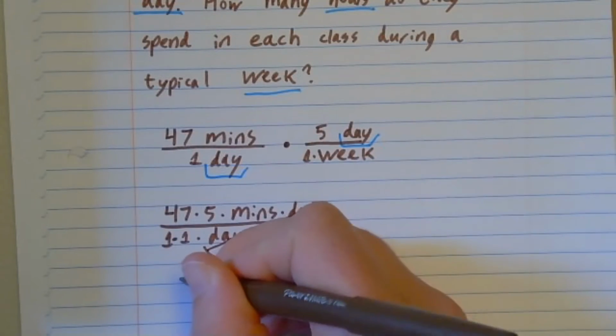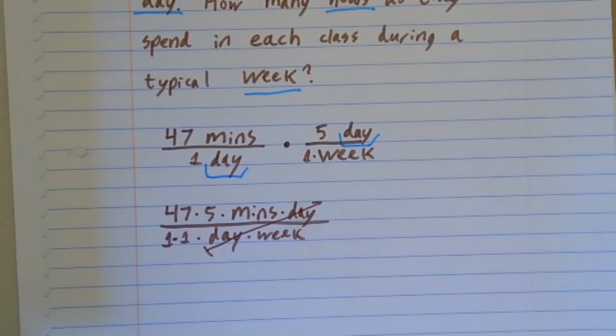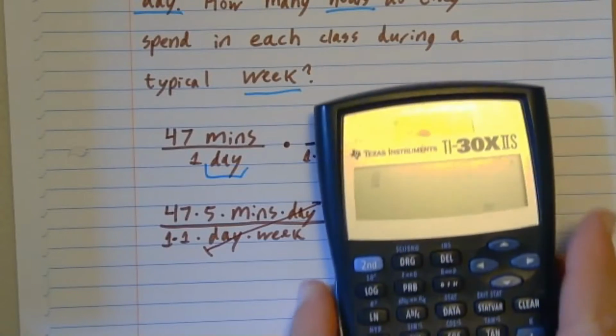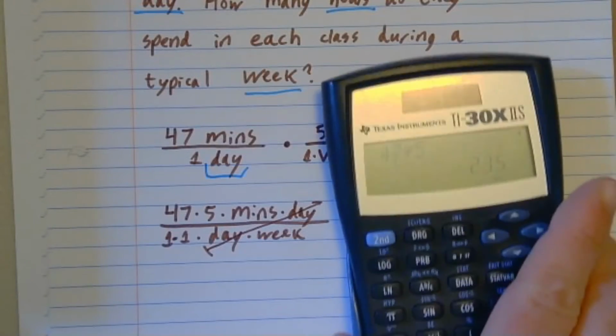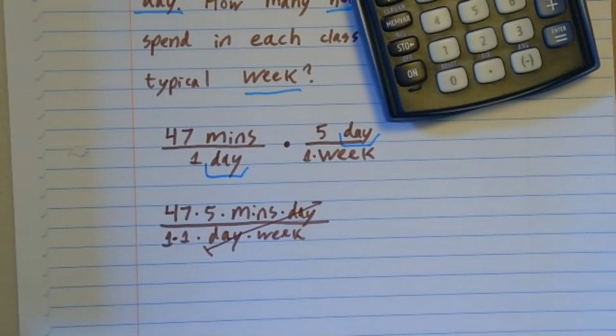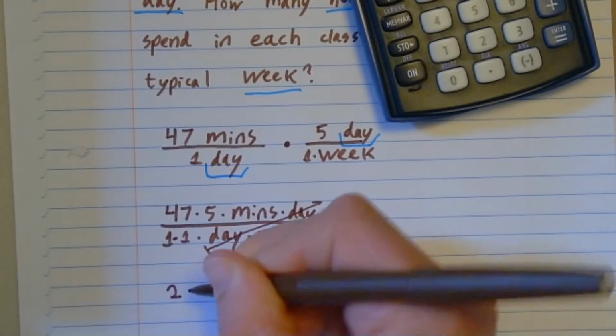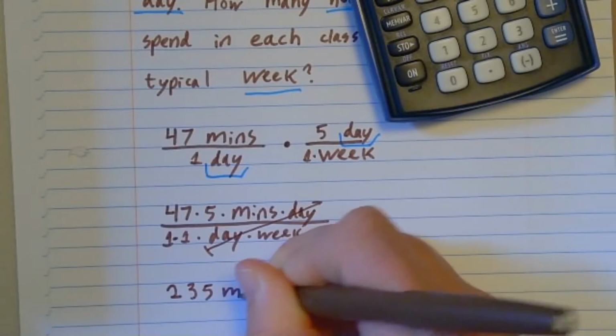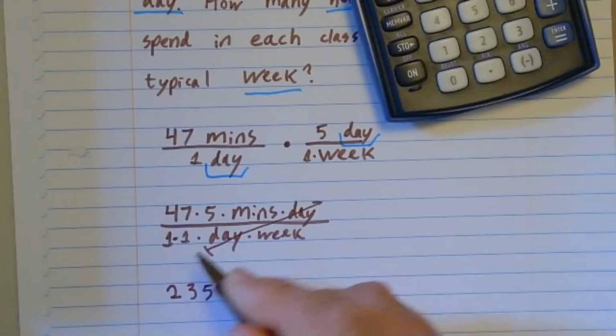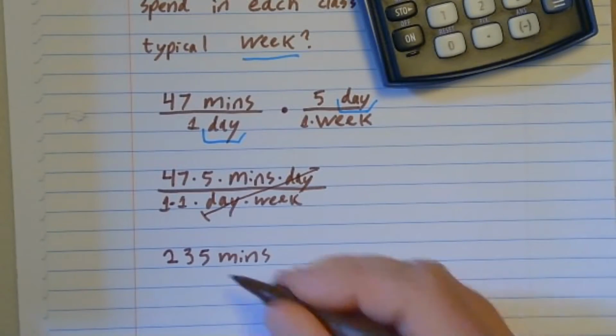So I have 47 times 5, which is a great question for a calculator. Most of us do not have our 47 times tables memorized. And in this class, I expect that you have a calculator and you can use it for these kinds of questions. So that's 235 minutes. 1 times 1 is 1. You'll notice I did not get out my calculator for that.